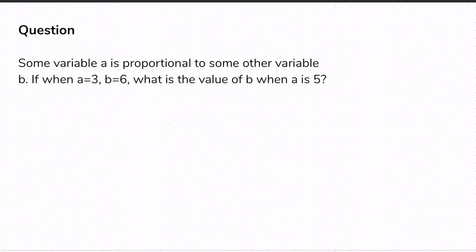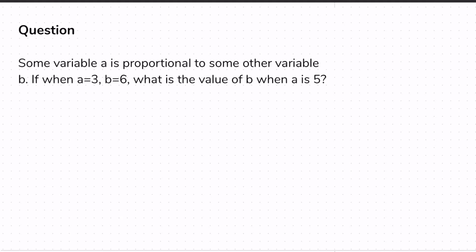In this question, we are told that some variable A is proportional to some other variable B, and then we're given some values. So when A is 3, B is equal to 6, and it's asking us for the value of B when A is 5.